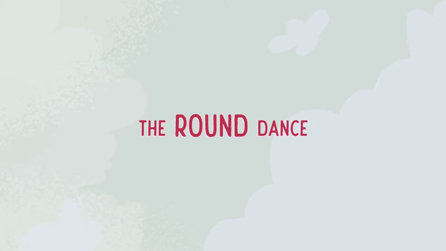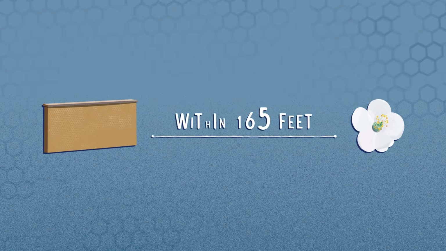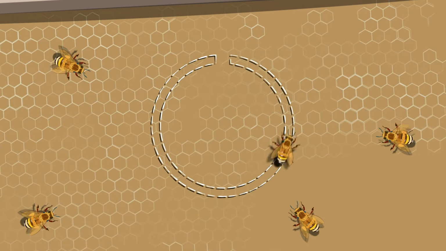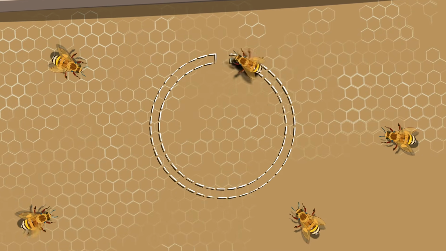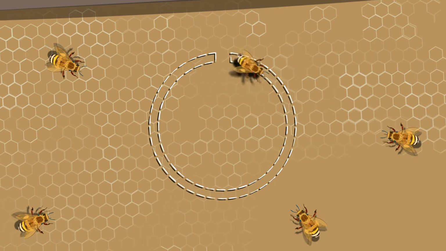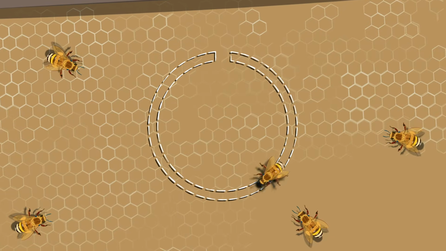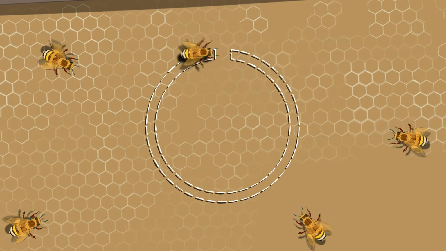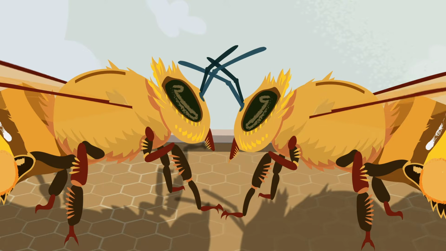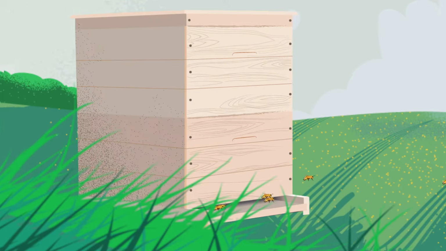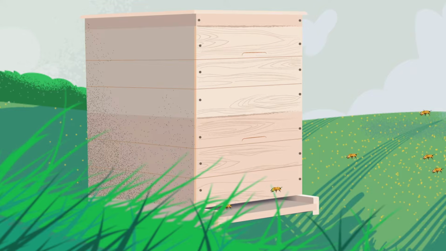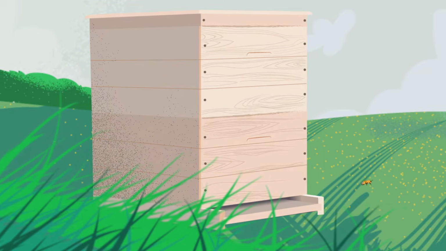The round dance conveys that food is nearby, within 165 feet. To communicate this, the bee runs around in small circles, suddenly reversing direction to her original course. And remember that nectar the honeybee gathered? During or after the round dance, she often gives food to the other workers so they can taste the quality. Bees can do this with food or water. Simple enough. The round dance tells other forager bees that food is somewhere nearby and the bees can find it.